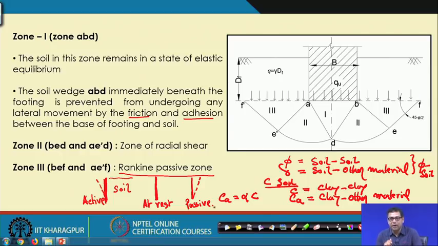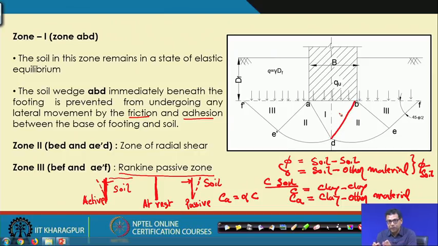Here, we are talking about passive, why? Because this side is soil and it is moving in this direction. But it is moving neither in the soil direction nor opposite to it, so why is it passive? Because, as I mentioned, this ABD zone is not deformed laterally, so it is in the elastic equilibrium stage. So, we assume this is an imaginary wall, not actually a wall, and it is moving towards the soil. If we assume it is a wall, it is moving towards the soil.